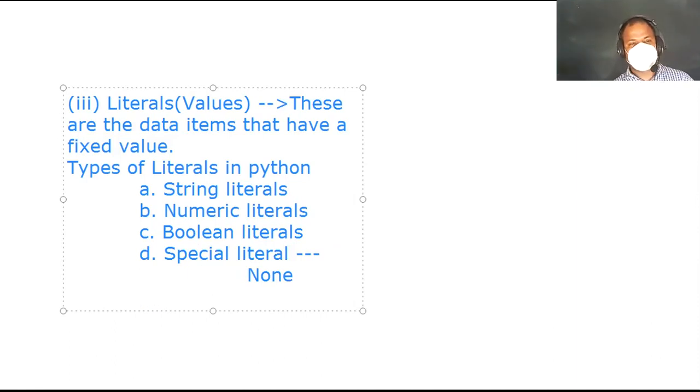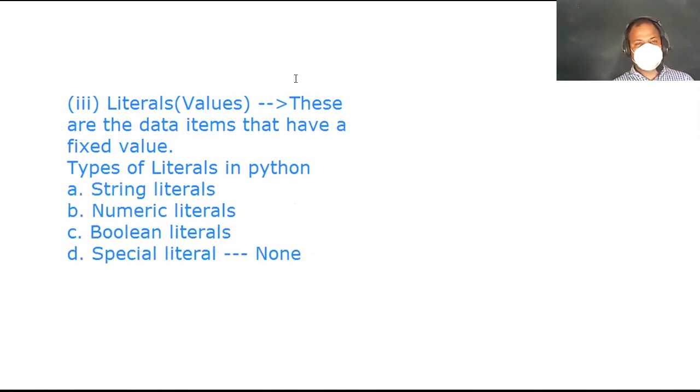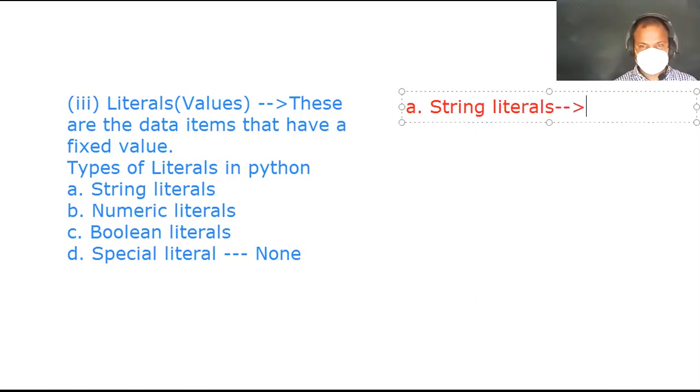Now let us start with the first one. Let me take it here. So that is the first one. What is our first type? That is string literals. What are they? In Python, a string is defined as anything enclosed in single or double quotes. Let me write it here.